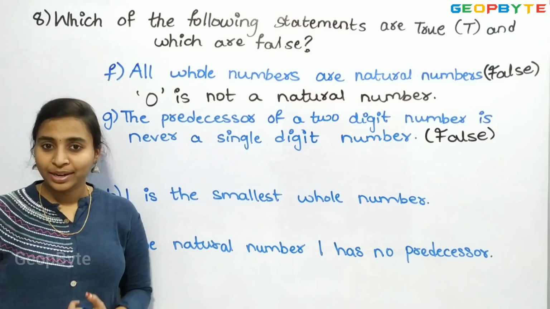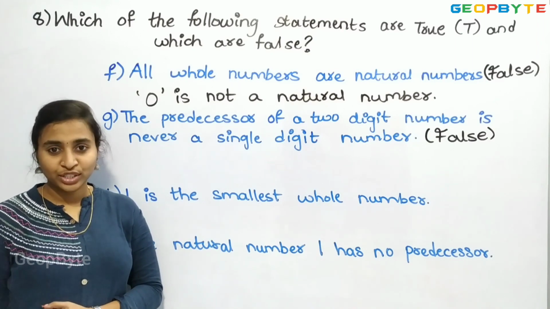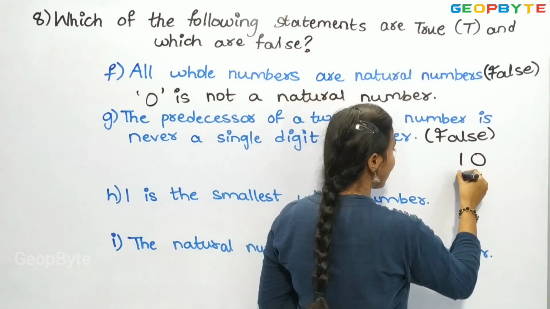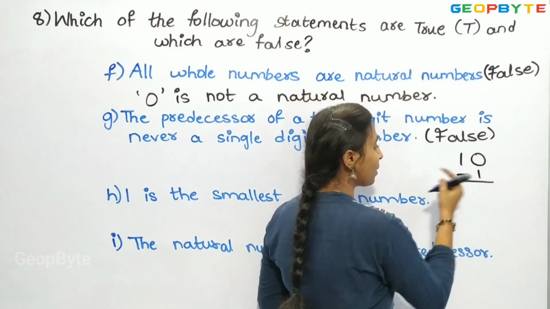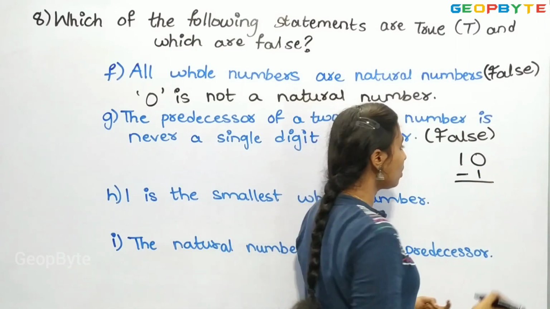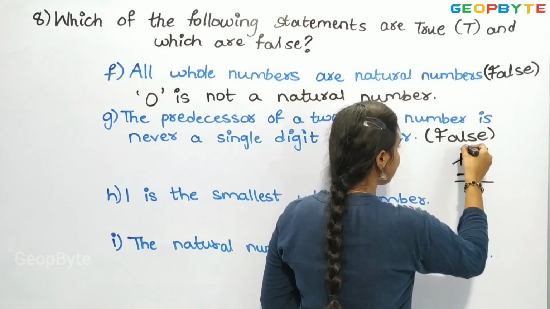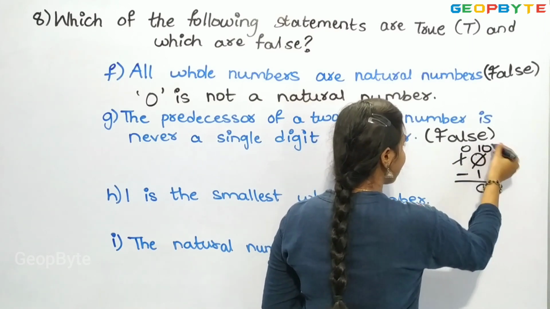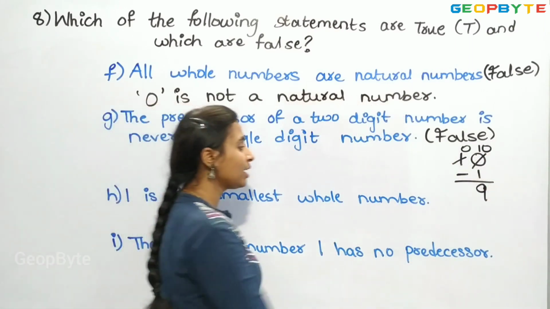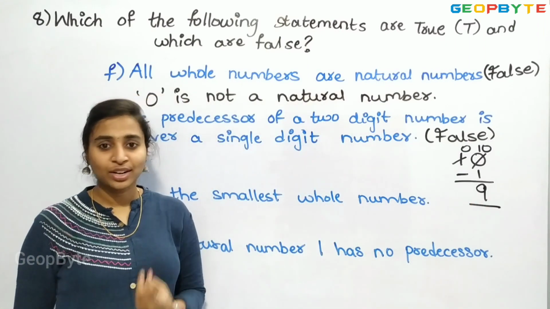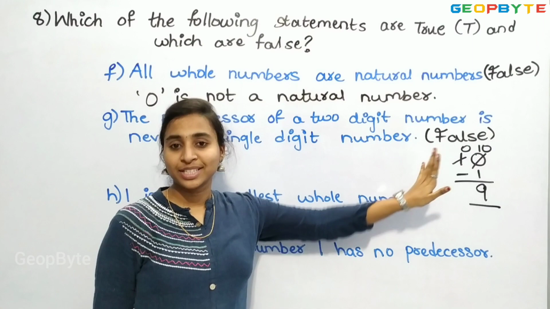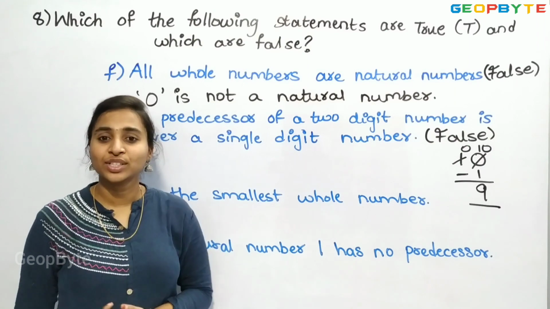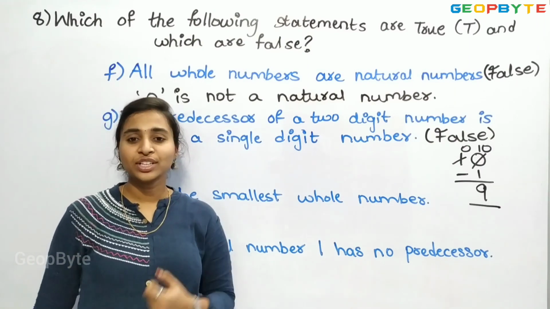Suppose we have the number 10. 10 is a 2-digit number, right? So, to find out predecessor, we need to subtract 1. So, 10 minus 1. 0 minus 1, we cannot subtract 1 from 0. Let us borrow. 1 becomes 0, 0 becomes 10. 10 minus 1, 9. Right? 10 minus 1, 9. So, see, the 2-digit number is 10 and the predecessor is 9. So, here we got a single-digit number as the predecessor of a 2-digit number.